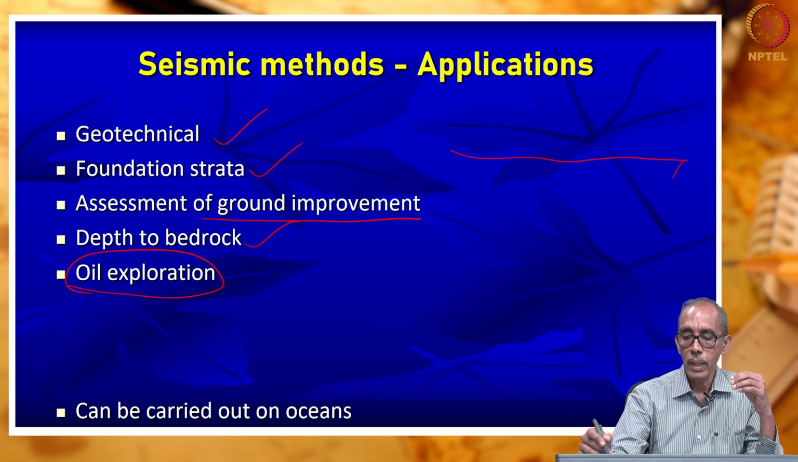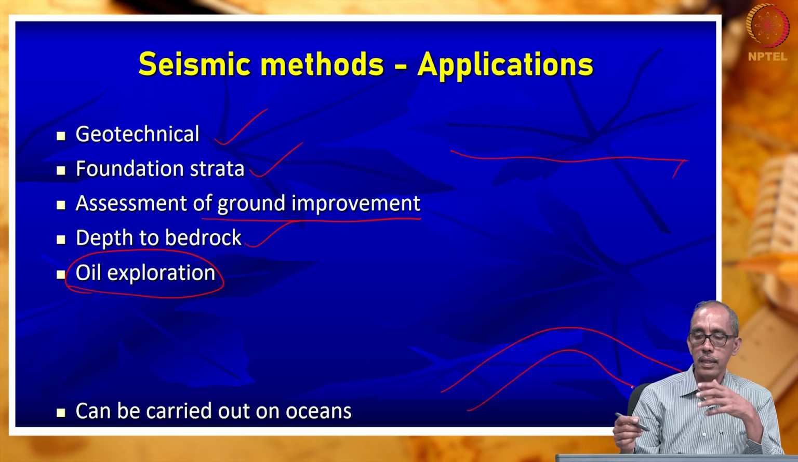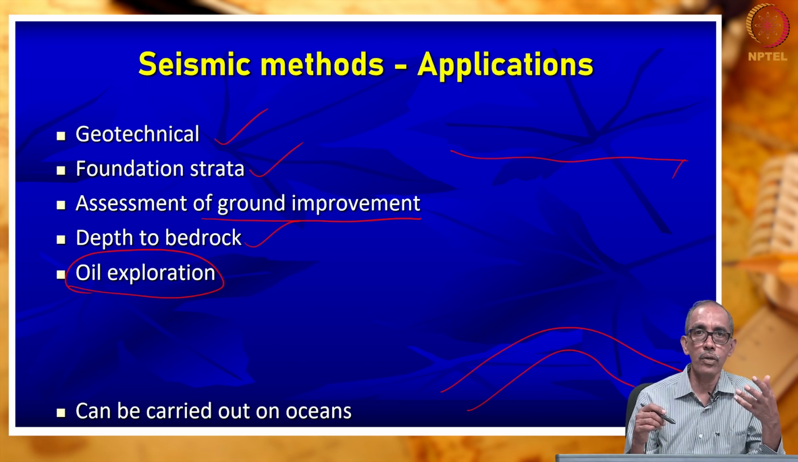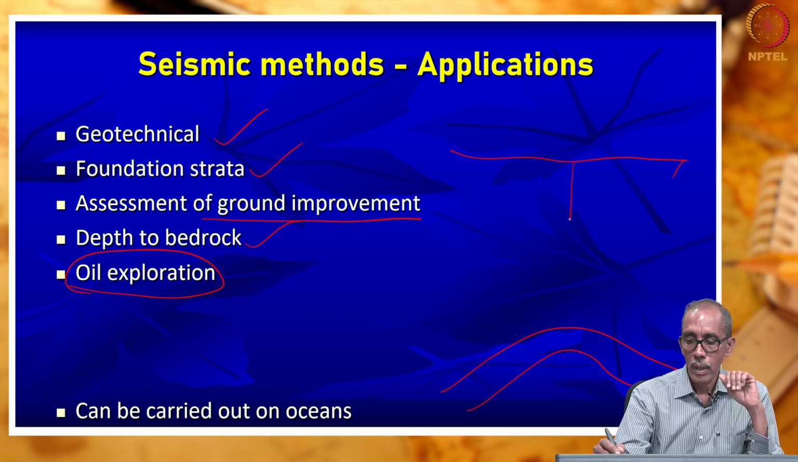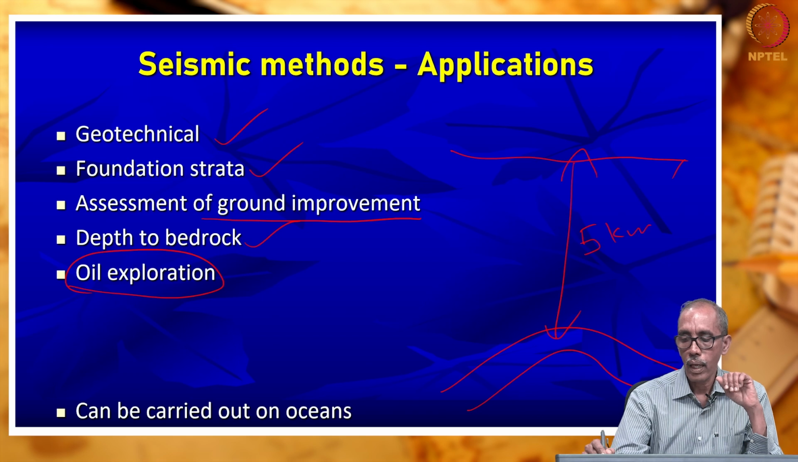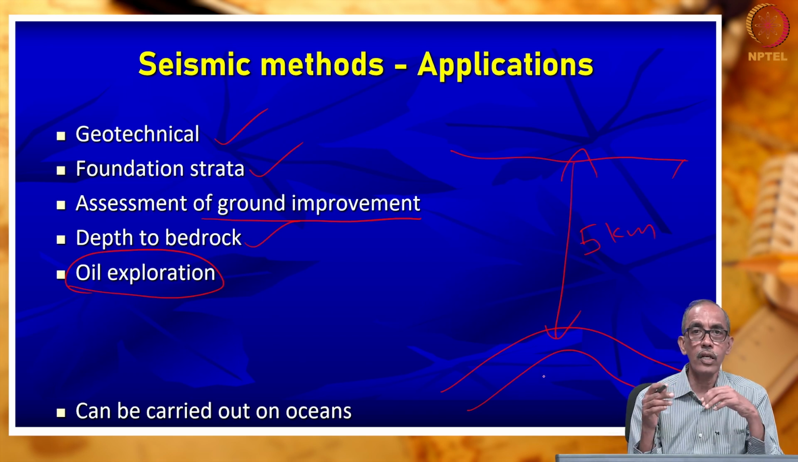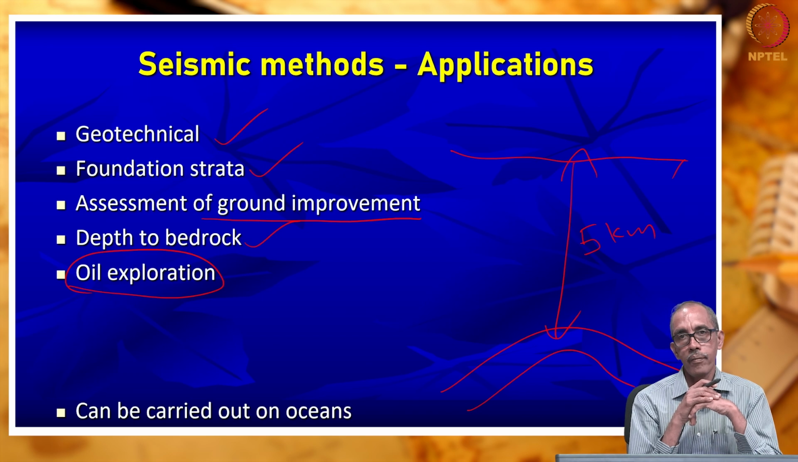Several kilometers, whether the rocks are folded. This is the structure which we are looking for in oil exploration. Anticlines are usually trapping the oil, right? There will be a cap rock which may be 5 kilometers below the surface. We are able to understand the structure 5 kilometers deep beneath the surface using seismic methods.